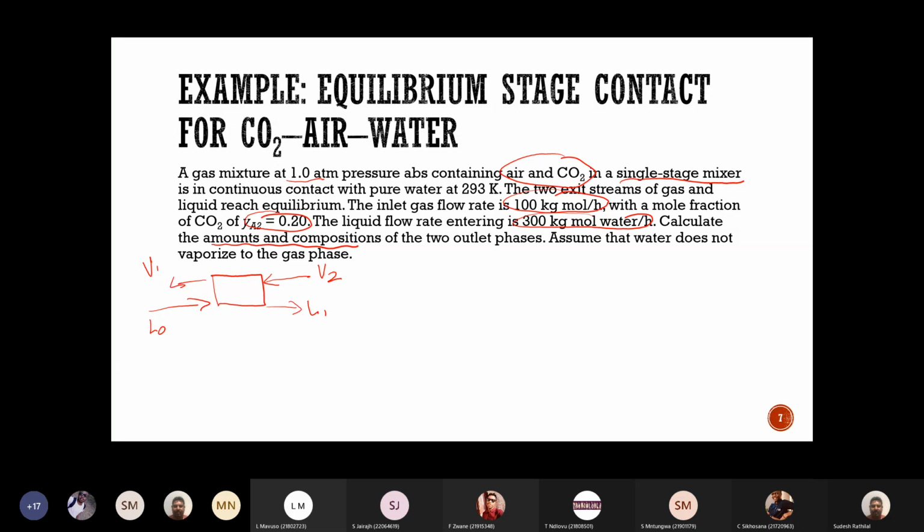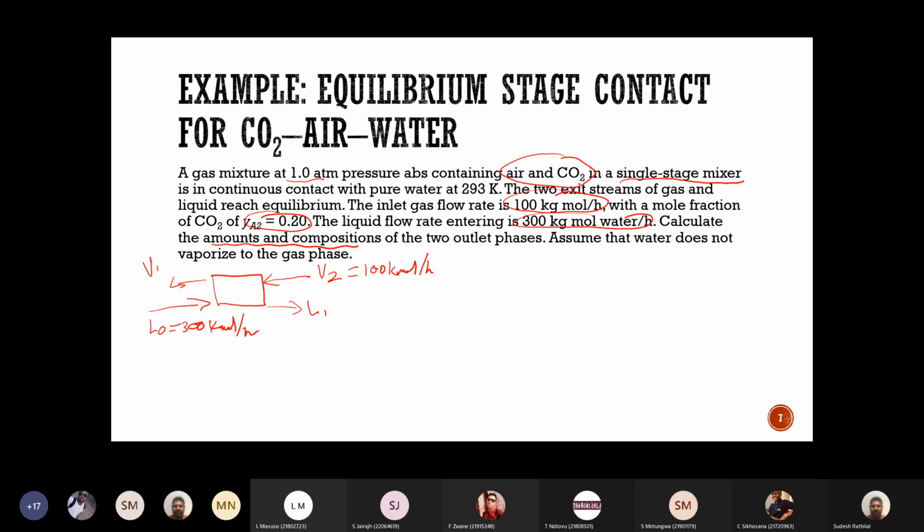So let's now put down the information that we've got. You are told that the gas flow rate, and remember gas flow rate is the combined flow rate, is given to us as 100 kilogram moles per hour. So V2 is equal to 100 kilomoles per hour. Liquid flow rate coming in is 300 kilogram mole water per hour, 300 kilomoles per hour.